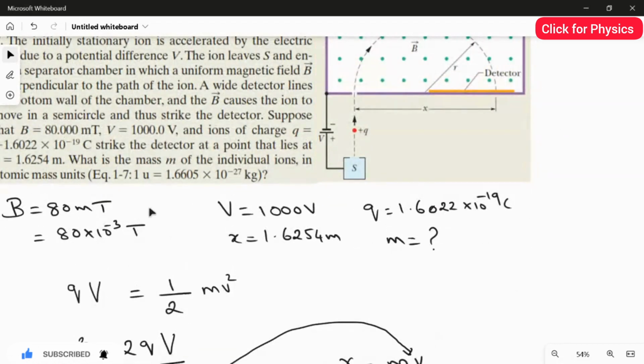Now the most important thing, we have to go back to the diagram again. Your x value is given here. So what is this x actually? The value of x is nothing but 2 times the radius, right? This is a semicircle, and from this part to this part is the diameter. Half of the diameter is the radius. From the center to the starting point is R, and from the center to the hitting point is R. So your x is equal to 2 times R, am I right?